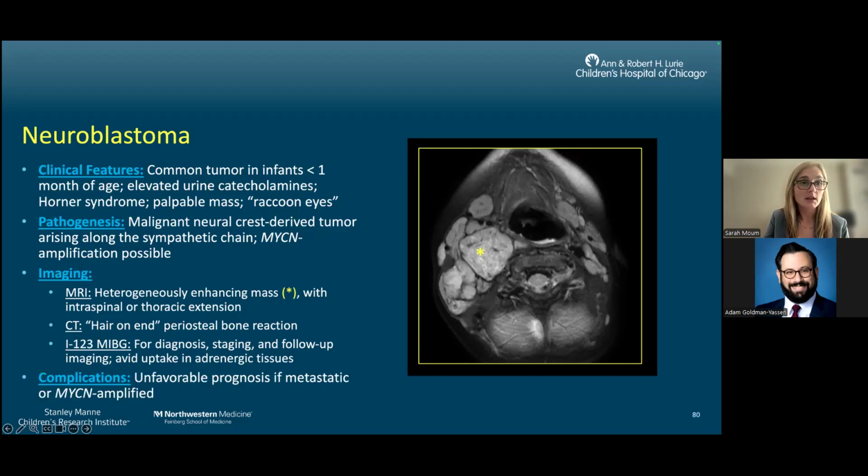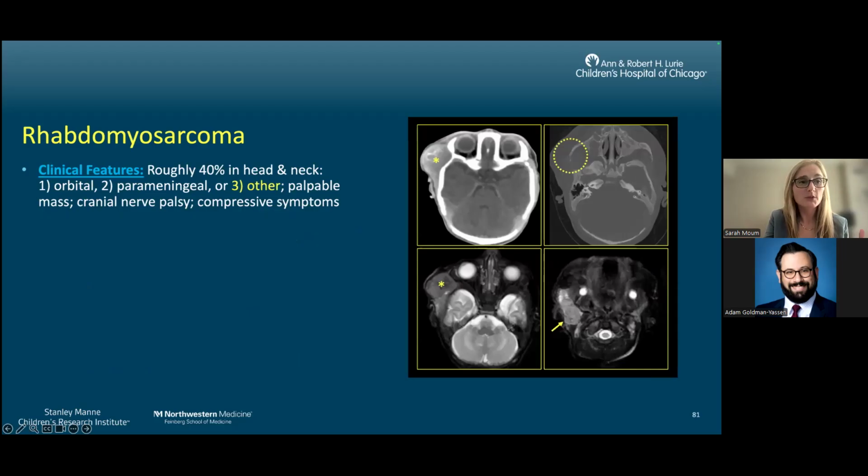Okay, and then going back to the MYCN amplified lesions, those have an unfavorable prognosis. So that's part of the reason why we look for it on the pathology assessment, and also metastatic disease at the time of diagnosis. All right, moving on to rhabdomyosarcoma.